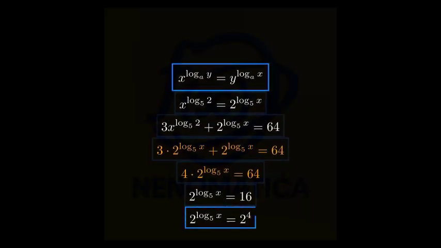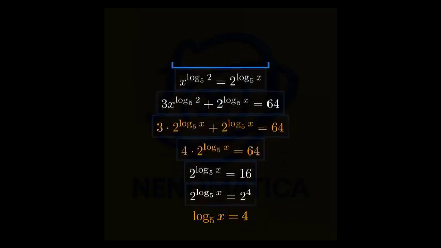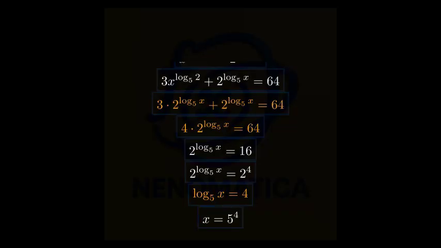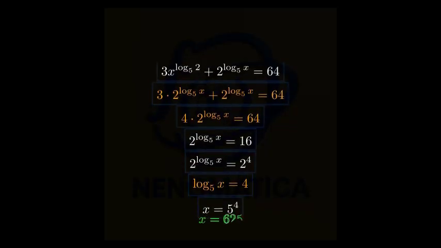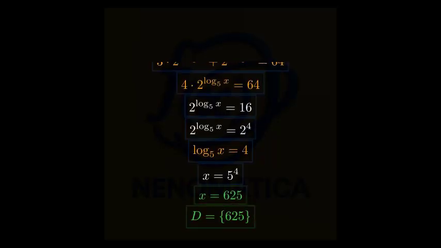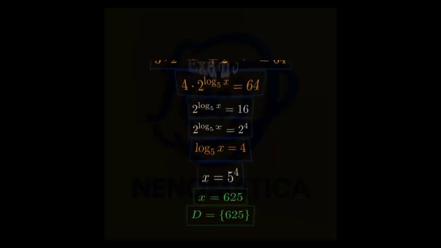Rewrite 16 as 2 to the 4th. Therefore, log base 5 of x equals 4. Converting to exponential form gives x equals 5 to the 4th. So x equals 625. And the solution set is D equals {625}.